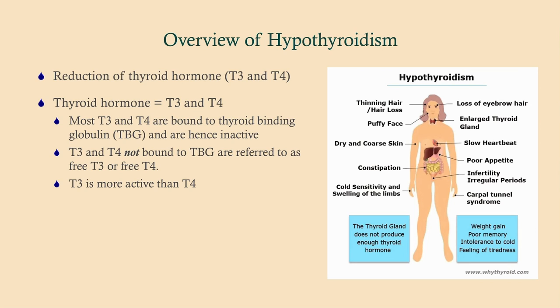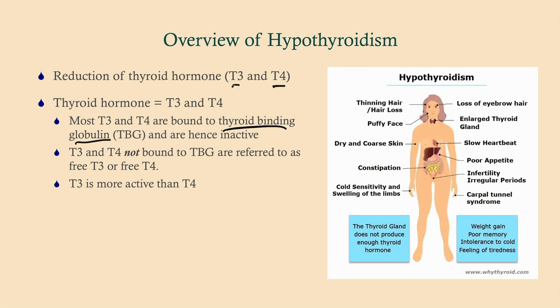And there are two thyroid hormones. One is T3, that's the most active form, and it is a minority of the thyroid hormone. And then there's T4, which is the majority of the thyroid hormone that you have. Both of these we can measure in the laboratory. However, we tend to measure T4 more frequently than T3 just because there's more of it and it's easier to measure. So most T3 and T4 are bound to something called thyroid binding globulin, which is a protein.